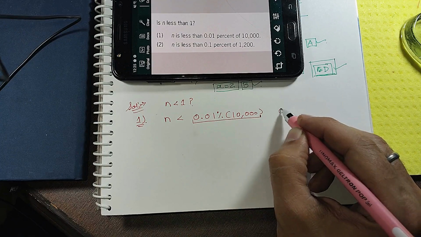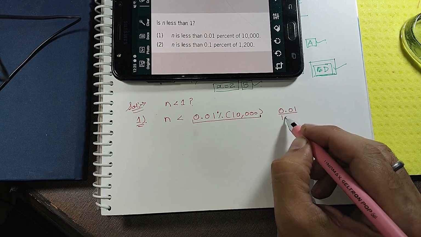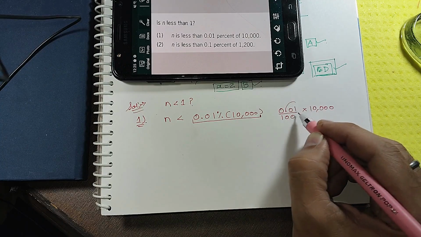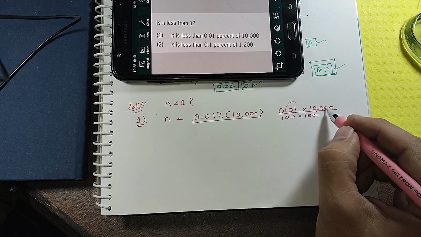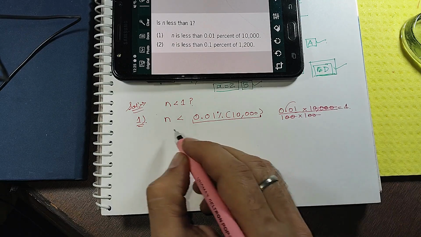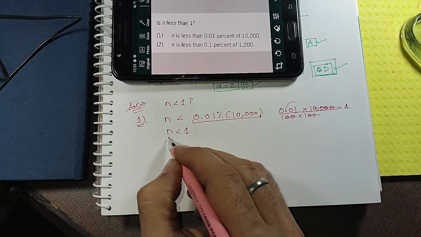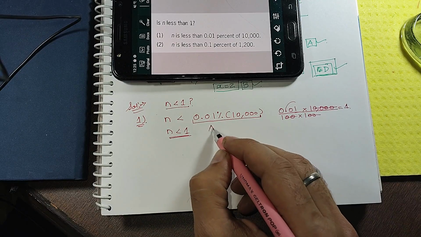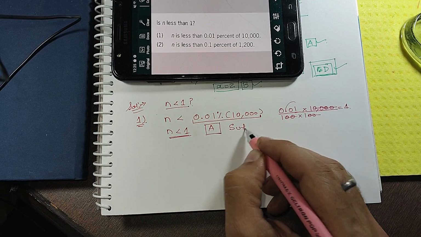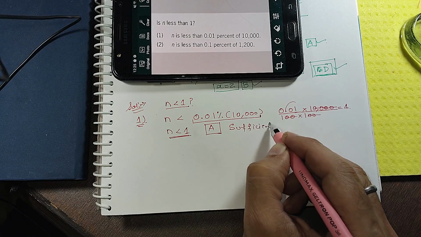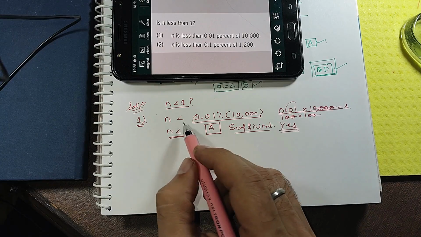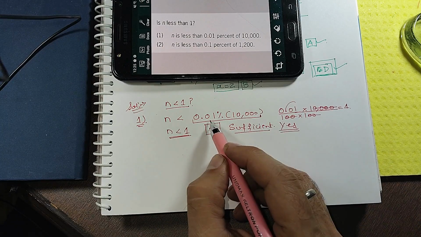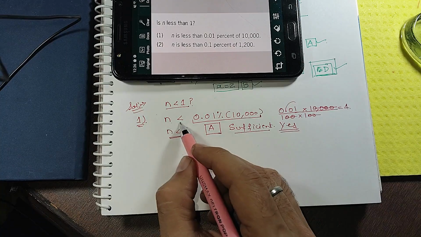So this is 0.01 divided by 100 into 10,000. Now shifting this, I will get 2 more zeros in the denominator. So if I cancel this, I get 1. So basically this says that n is less than 1, and this is what we need to find. So we can say that statement A is sufficient to answer this question alone. Yes, n is less than 1 because n is less than 0.01% of 10,000, and we have calculated this comes out to be 1.